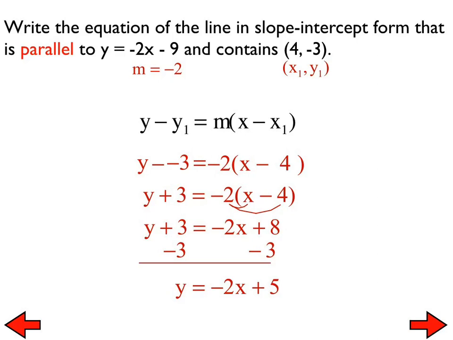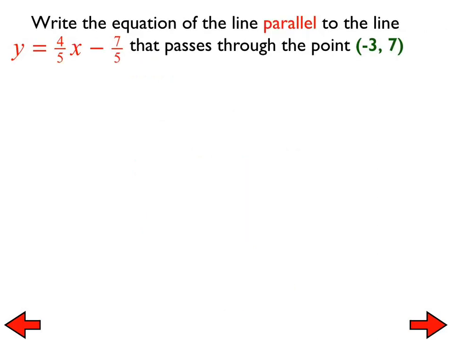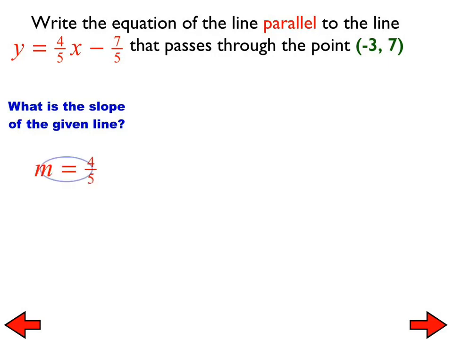That one was easier because the slope was an integer, but sometimes we have slopes that are fractions, like in this problem. Find the equation of the line parallel to the line y equals 4/5 x minus 7/5 that passes through negative 3 comma 7. Parallel lines have the same slope. Slope we are using is 4/5 because parallel lines have the same slope. Ordered pair is negative 3 comma 7.